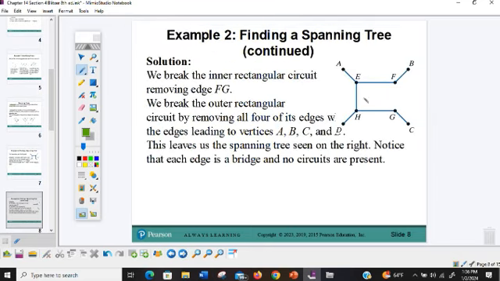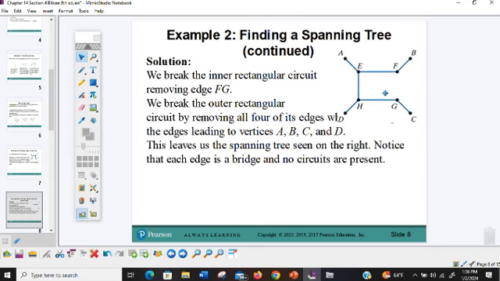On the next page, they have the solution. They removed A to B. They removed A to D. They removed D to C. And they also removed F to G. And what we have now is no circuits. We have 1 edge between each vertex. And we have 7 edges total.